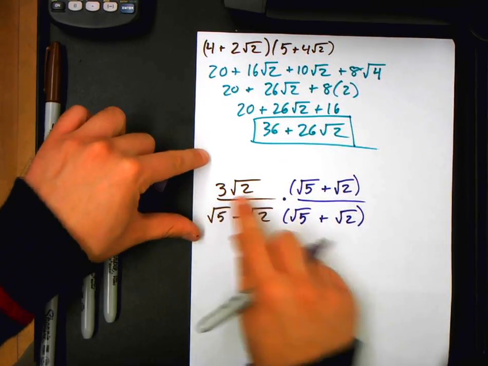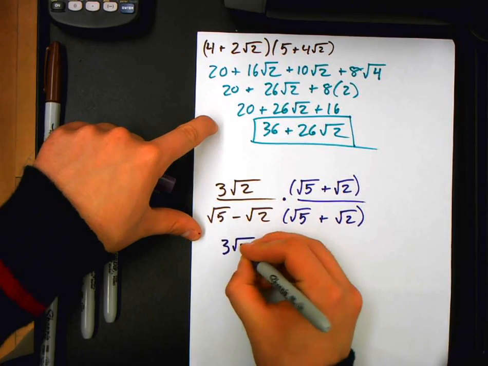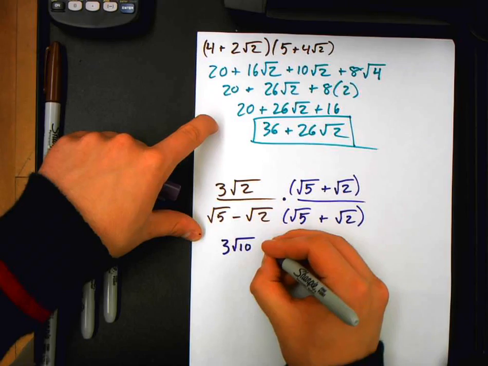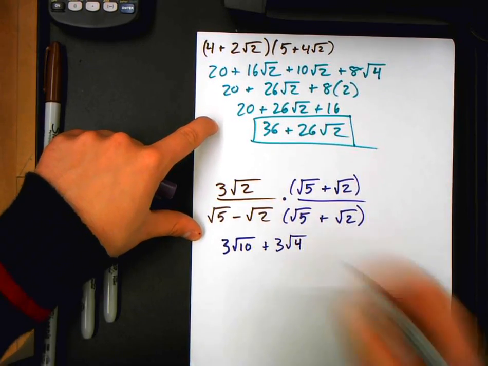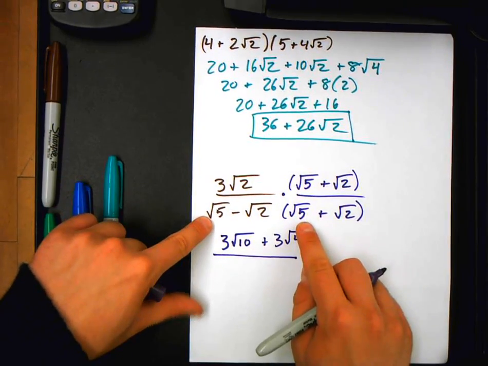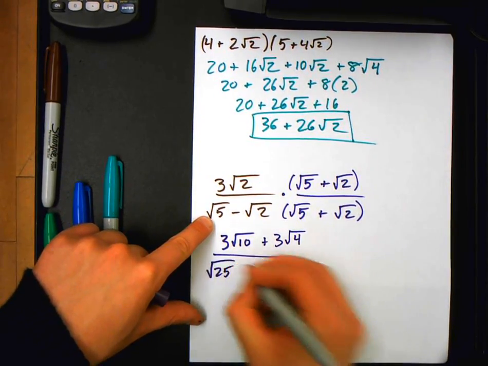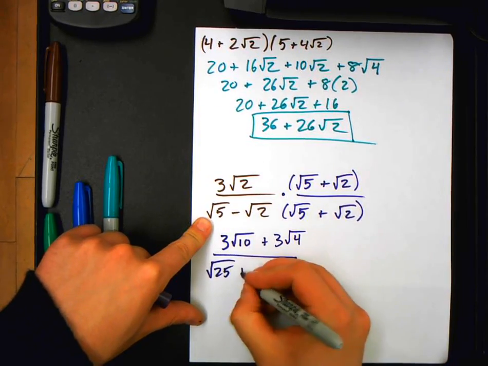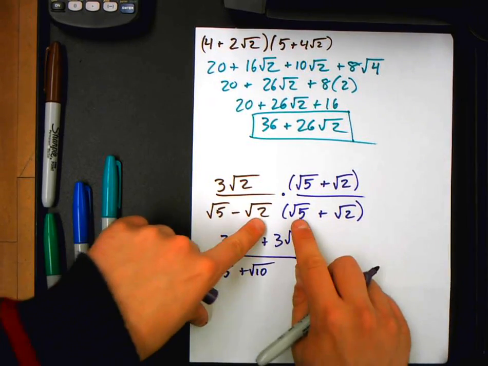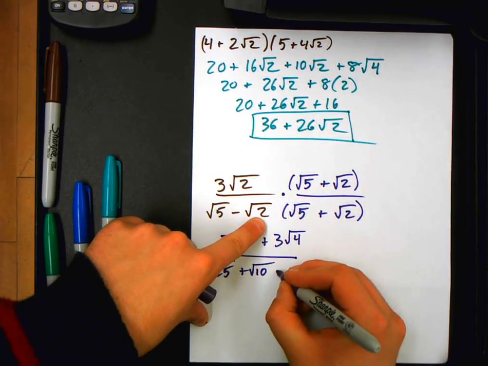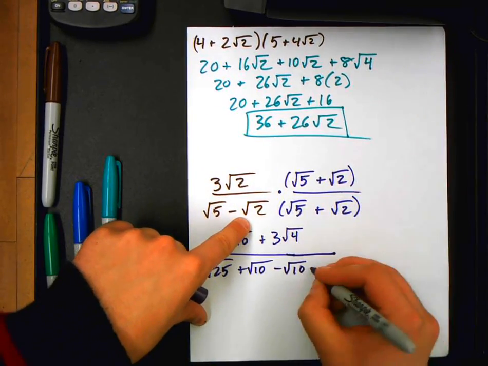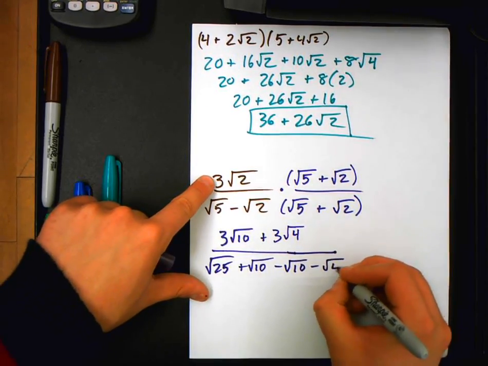Okay, so 3 square root of 2 times the square root of 5 is 3 square roots of 10. 3 square root of 2 times the square root of 2 is 3 square roots of 4, and that is my numerator. Then foiling the bottom, square root of 5 times the square root of 5 is the square root of 25. Outside is positive square root of 10, 5 times 2 underneath the radical. Inside, negative square root of 2 times square root of 5 is negative square root of 10. And last, negative square root of 2 times positive square root of 2 is negative square root of 4.